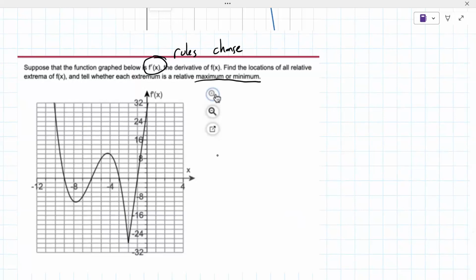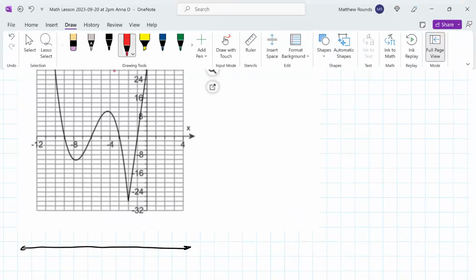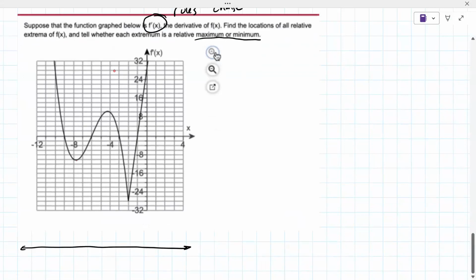So what I'm going to do here, which may not make much sense at first glance, is draw a number line, and we're going to bring down these places where it crosses the x-axis. Oh, I'm sorry, I don't need that point. So this is at -9, -6, -3, and -1. That's thing one.